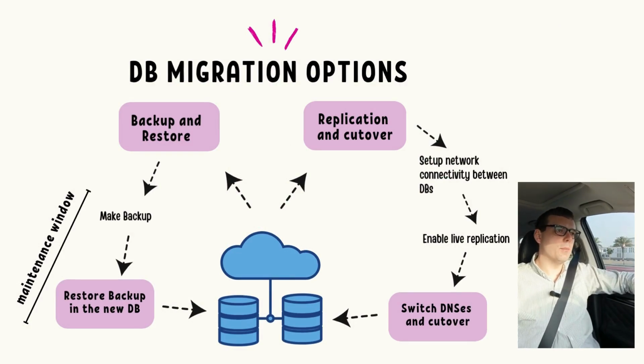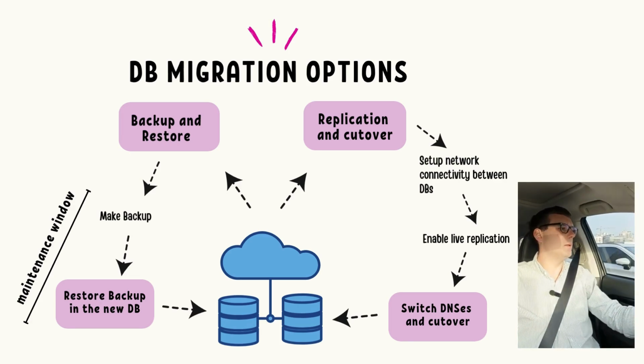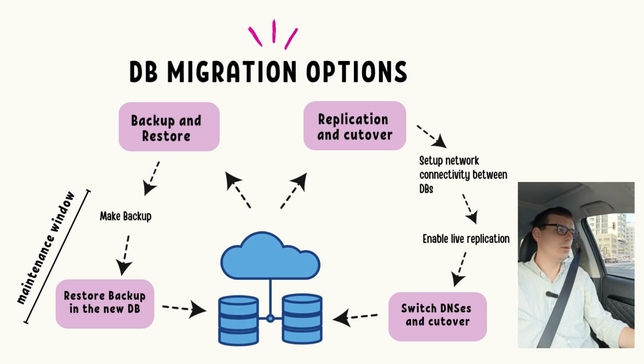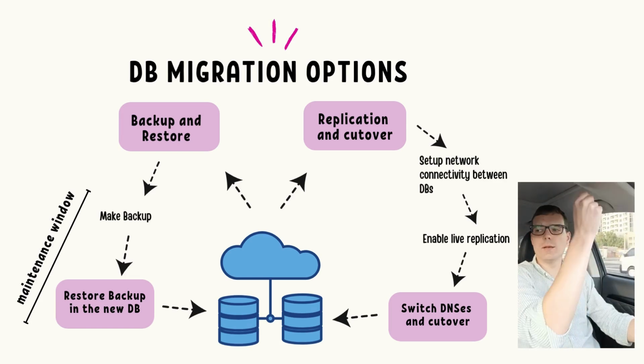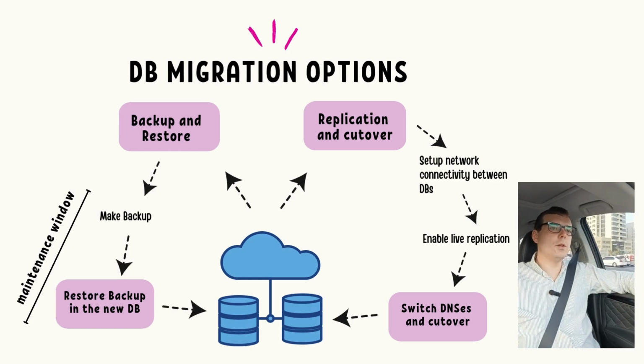So the first approach was backup and restore, and another approach is replication and cutover. The idea behind is that you establish network connectivity between the networks where your two DBs reside. So the old one and the new one. And after you have this connectivity, you start the replication process. So you replicate from your master DB to your replica. So it would be read replica in this case, your new DB. It would be read replica of a master DB.